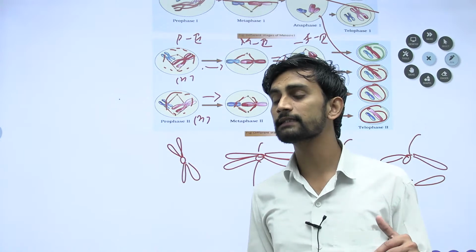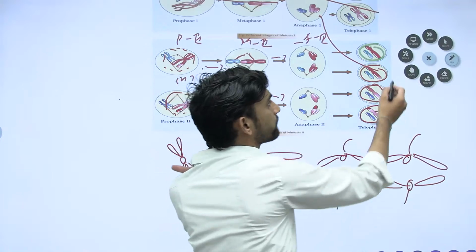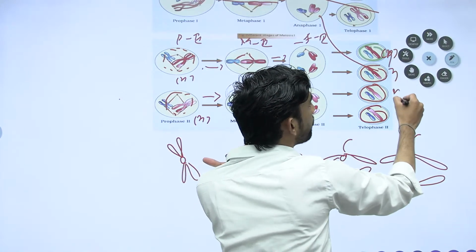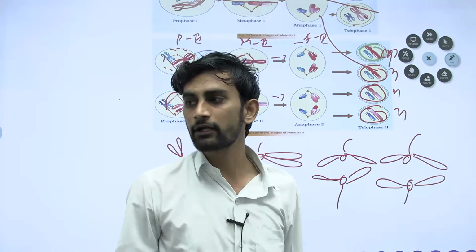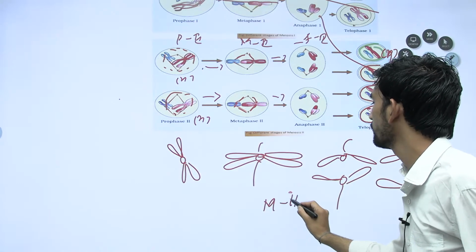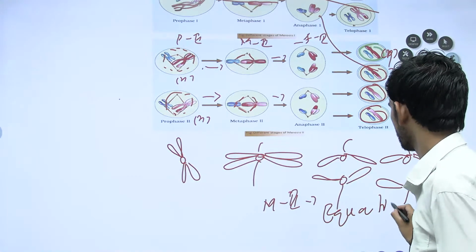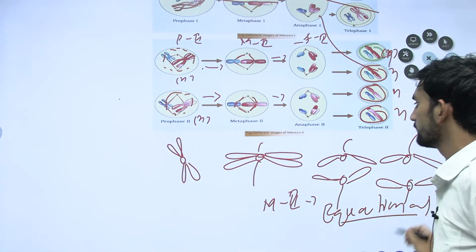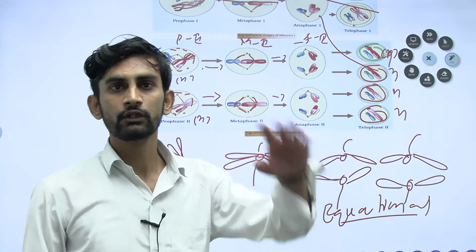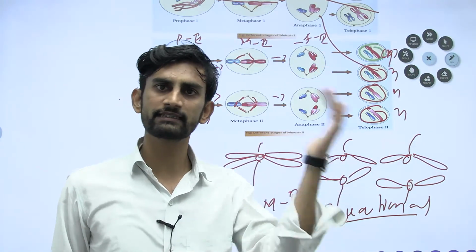In total, how many daughter cells are formed at the end of meiosis 2? Total 4 daughter cells are formed. These 4 daughter cells will have n number of chromosomes. All 4 will have n number of chromosomes. Why? Because of meiosis 2. I have already told you that meiosis 2 we can also call equational division. So all these 4, prophase 2, metaphase 2, anaphase 2, telophase 2, come under karyokinesis 2. I've already told you the same thing once before.